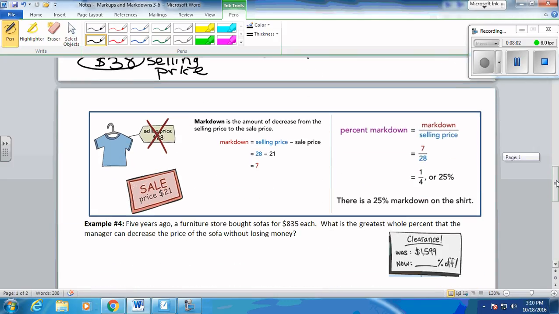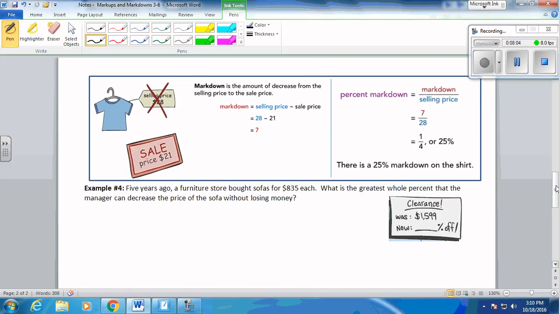Okay, going on to the back, they're talking about markdowns now, which again, a markdown is just an amount of decrease from the selling price to the sale price. And sale price gets confusing because it can take on two meanings. Some people think that selling price is sale price, but then also when you take a percentage off, that is also your sale price. Big difference between amount saved and amount that you pay.